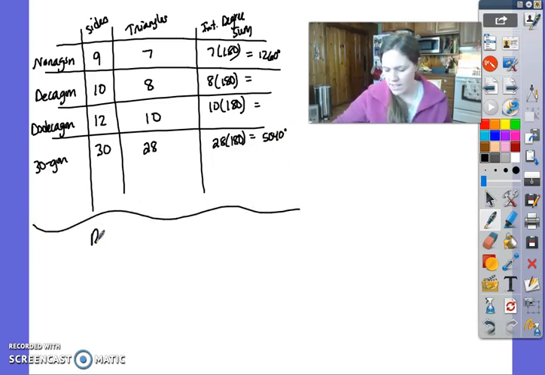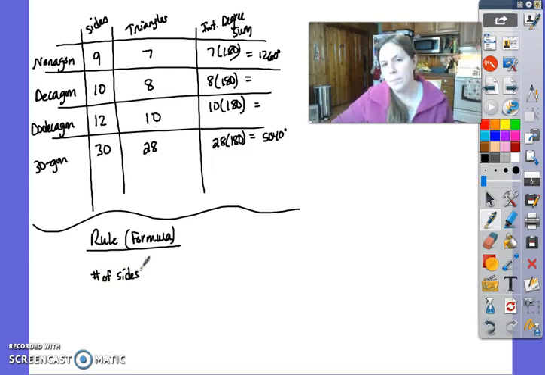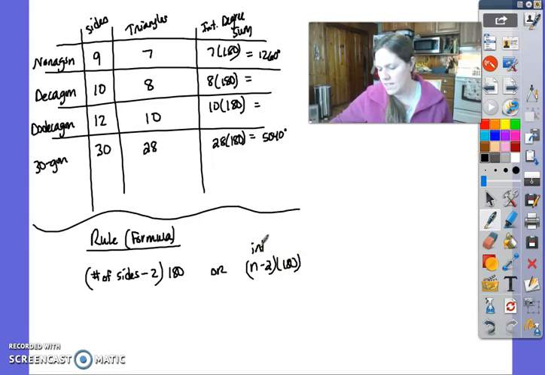So, if we had to write a rule or a formula, we would simply say number of sides minus what? 2 times 180. Or we say n minus 2 times 180, and that is my interior angle.